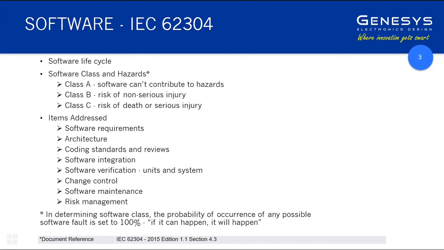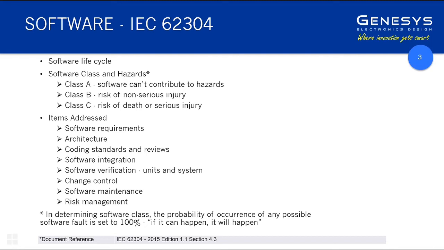Although there are some reasons to continue to use certain displays, there are additional risks and things that have to be considered, which I'll go over in some further slides. The items addressed in 62304 are software requirements, architecture, coding standards and reviews, software integration, software verification, change control, software maintenance, and risk management. In determining software class, the probability of occurrence of any possible software fault is set to 100%, saying that basically if it can happen, it will happen. On that basis, that really drives your decision of what class you have to choose.